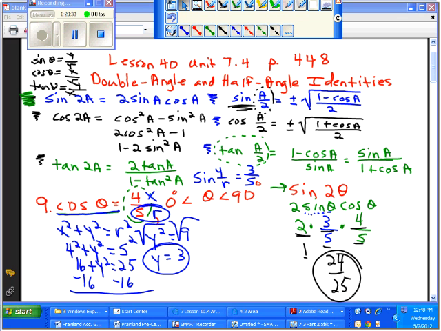So we evaluated sine 2 theta. Now we need to check our signs. We're talking about the sine of some angle. We need to know where it's located. That's going to determine the sign. Where does it tell us it's located? Between 0 and 90, meaning that it's in quadrant 1, which means sine is positive, so it's a positive 24 twenty-fifths.